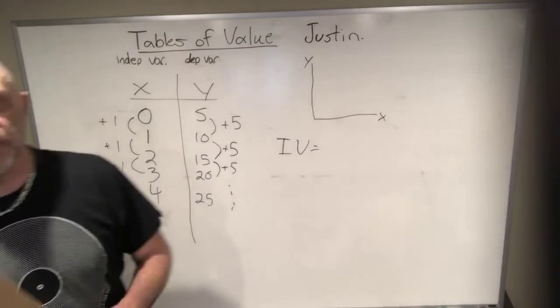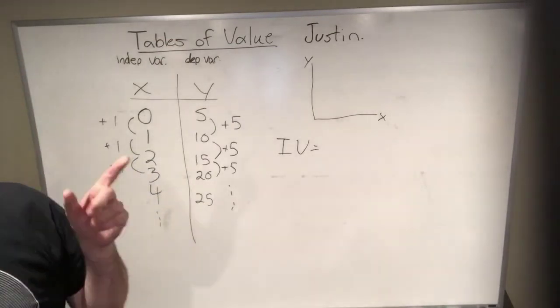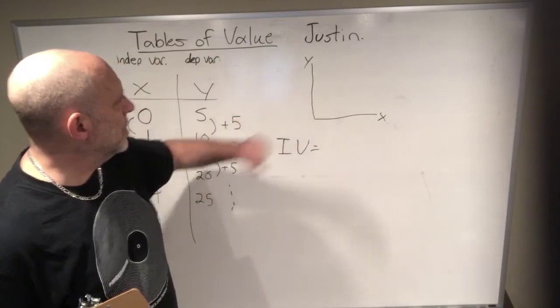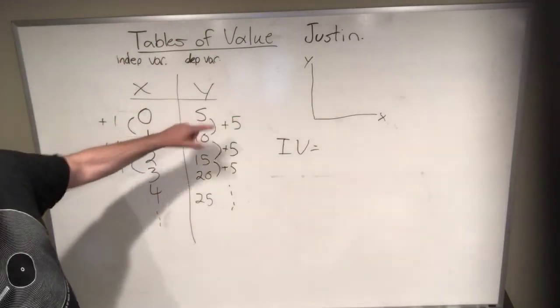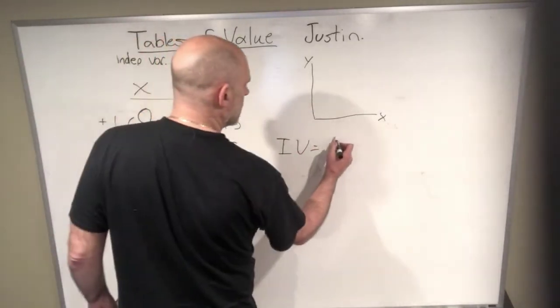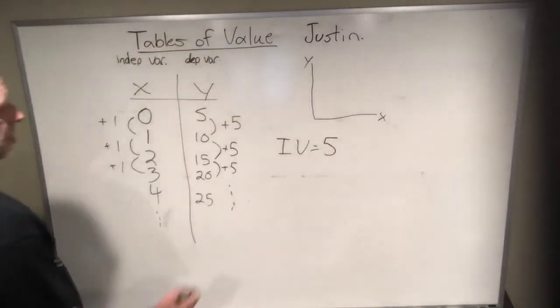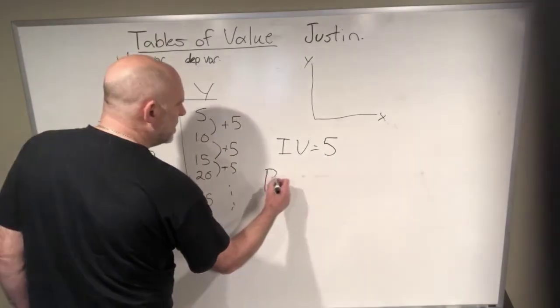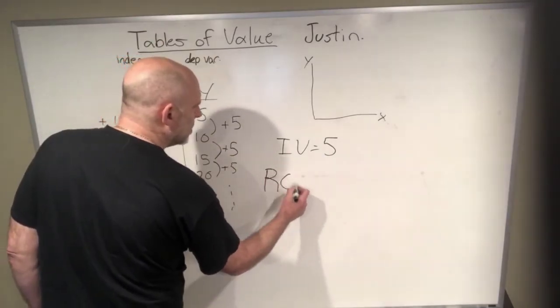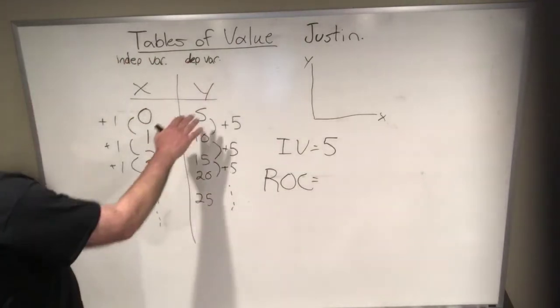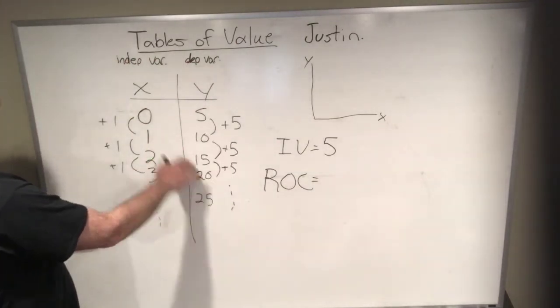What do I have when the independent variable is 0? When x is 0, what's the y? 5. Okay? Now for the rate of change, we're going to look at the differences. This goes up by 5, this goes up by 1.